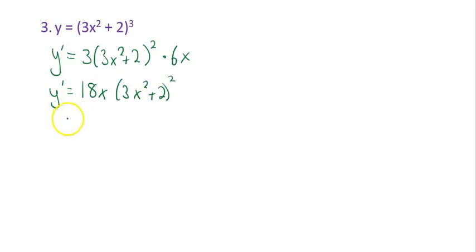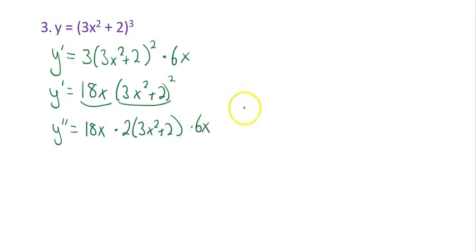And then to get to the second derivative, I'm going to have to do a product rule. So this is my first, this is my second, because now I have x's in 2 pieces. So first derivative of the second is another chain rule, plus the second times the derivative of the first, which would be 18.